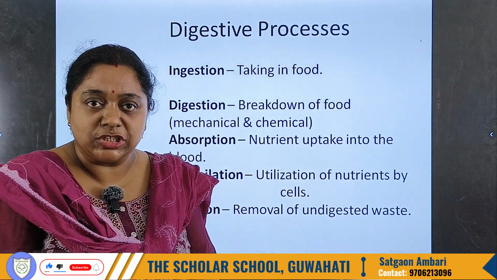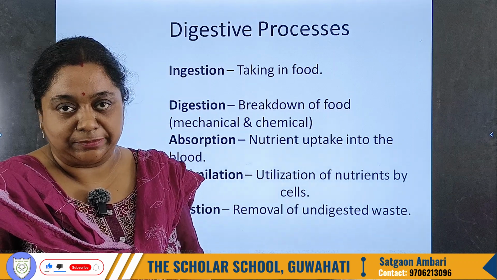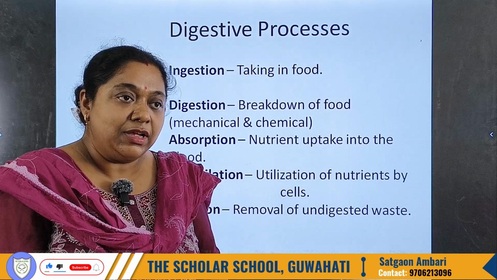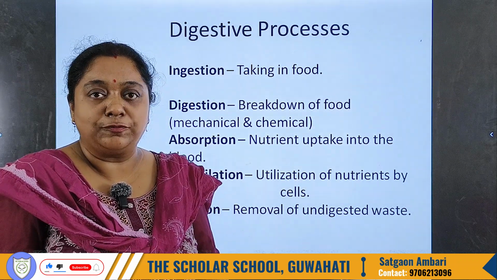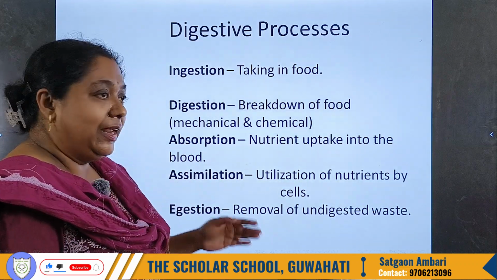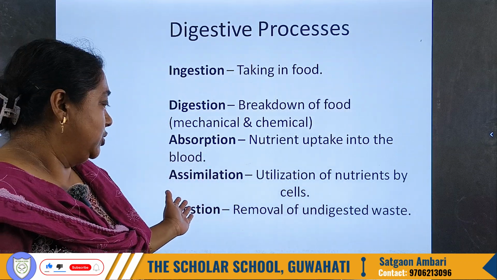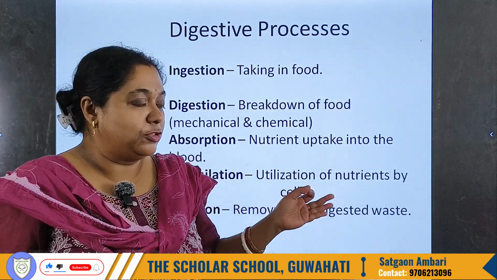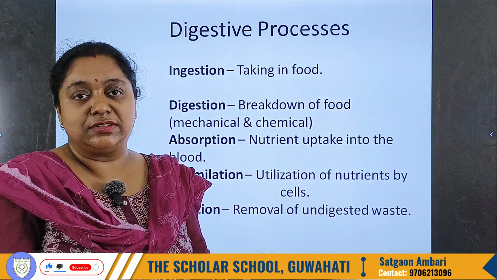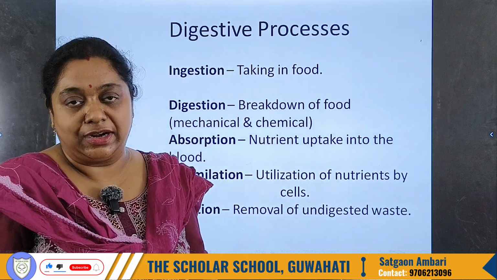Next is the process of digestion, which starts from the mouth itself and ends in the small intestine. Then absorption takes place in the small intestine itself. From the small intestine, the absorbed food enters each and every part of the body, and finally it gets mixed up in each and every cell, which is called assimilation. The last step of digestion is egestion, which is also very important because the undigested food is removed in this process. The organ involved in this process is the large intestine.